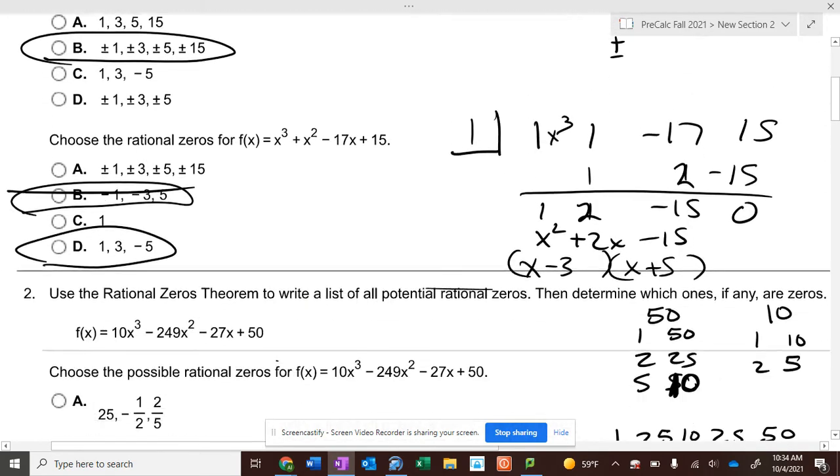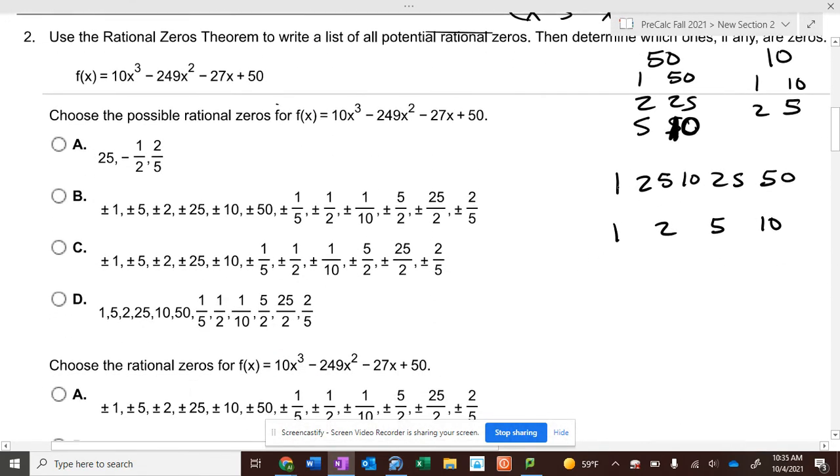Now you got to get all the possible combinations of these over each other. So 1 over 1, 1 over 2, 1 over 5, 1 over 10. Then 2 over 2, which is 1, 5 over 2, 10 over 2, which is 5, 25 over 2, and 50 over 2, which is 25. Okay? So it's got to be this one or this one. What's the difference between these two? This one has a 50 and that one doesn't. So it's got to be B, right?